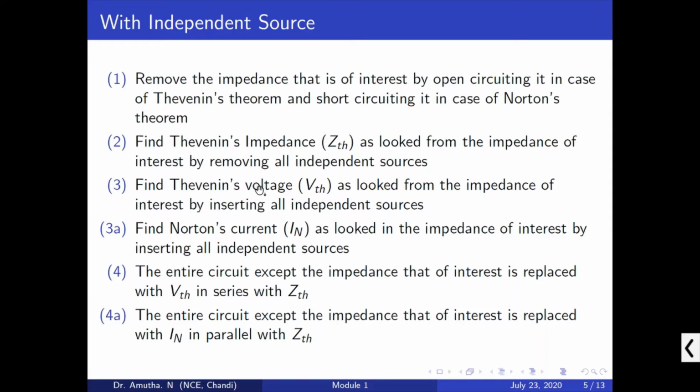And the third step is to find the Thevenin voltage as looked from the impedances of interest by inserting all independent sources. In case of Norton, we have to find the Norton current as looked from the impedance of interest by inserting all the dependent sources. The entire circuit except the impedance that is of interest is replaced by V Thevenin in series with Z Thevenin in case of a Thevenin equivalent circuit, whereas in case of Norton theorem, IN is in parallel with Z Thevenin.